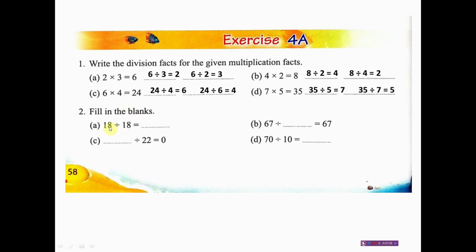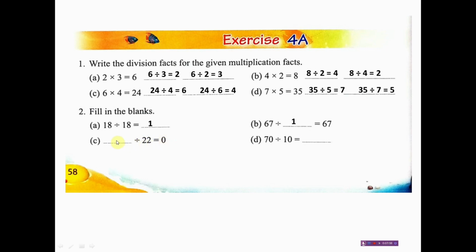Let's use the properties we have learned to complete these blanks. A number divided by itself, 18 divided by 18, will give the answer as, right, it's 1. 67 divided by which number will give you the same number? 67. That is also 1. Which number do we divide by any number and we get 0?